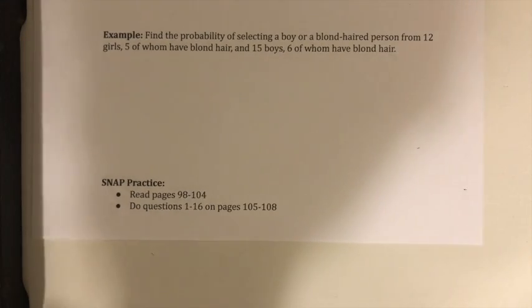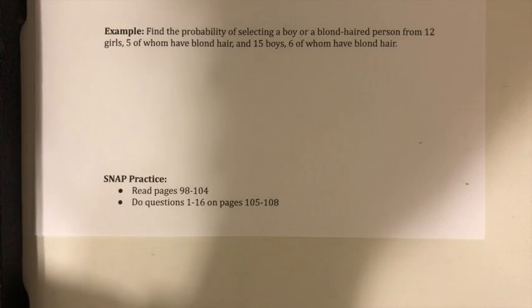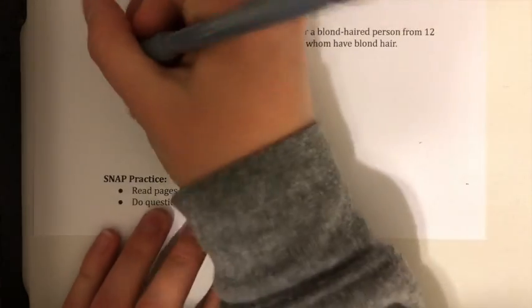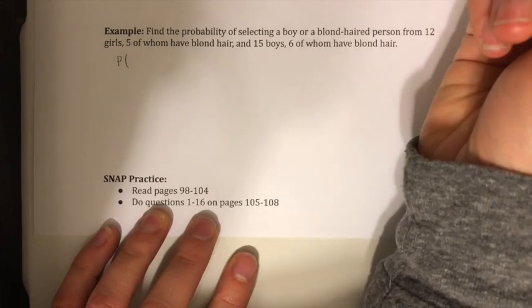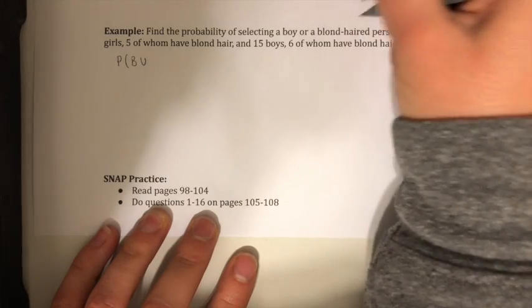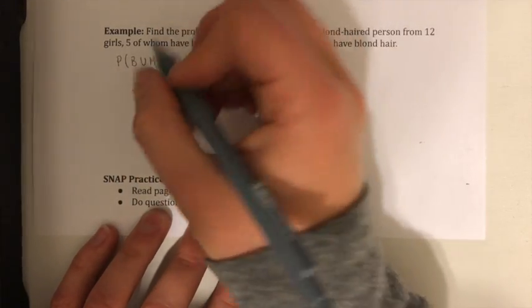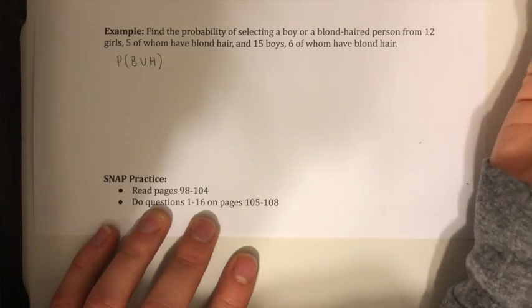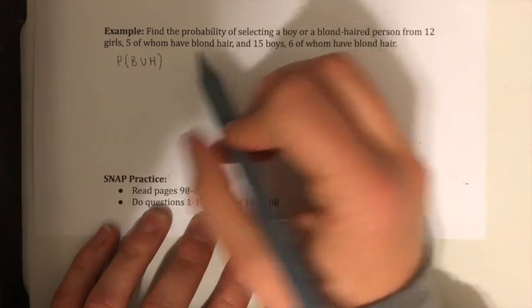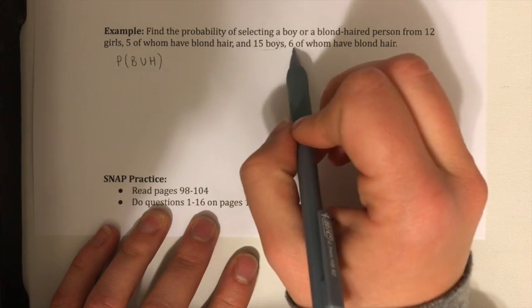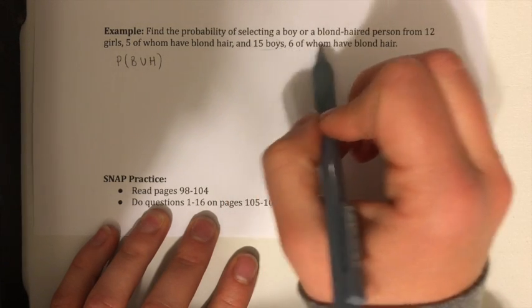Last example here: find the probability of selecting a boy or a blonde-haired person from 12 girls, 5 of whom have blonde hair, and 15 boys, 6 of whom have blonde hair. So we want the probability of a boy or blonde. We'll call it hair, right? So boy and blonde hair, but we can't use B again. Those things can overlap, right? Of the 15 boys, 6 of those people have blonde hair, so that is an overlap.